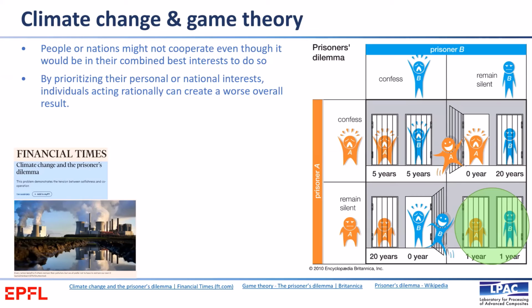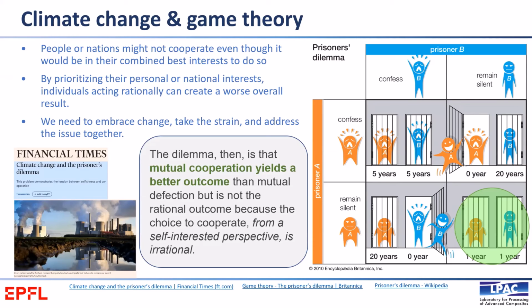So by prioritizing their personal or national interests, they can create a worse outcome. The thing is, we need to embrace this change together, take the strain, and basically cooperate. It's that mutual cooperation yields a better outcome than mutual defection. Okay. And this applies to all of us. We all make decisions all the time, and we can influence not the whole world, but the things around us.